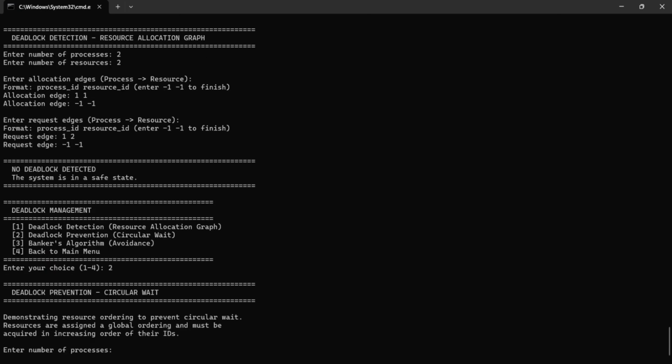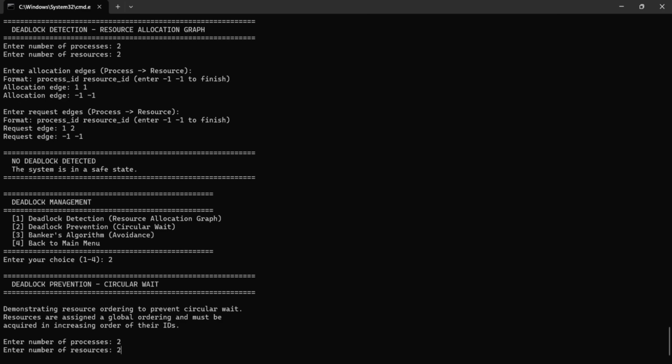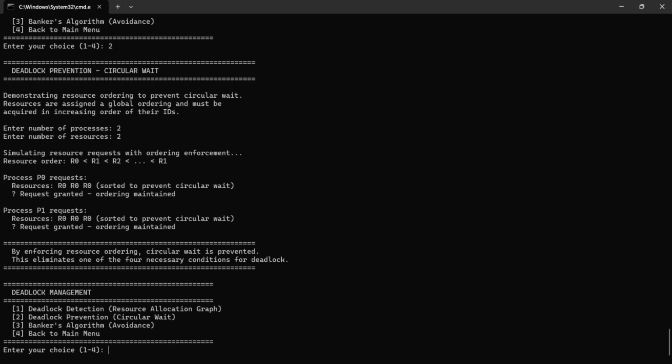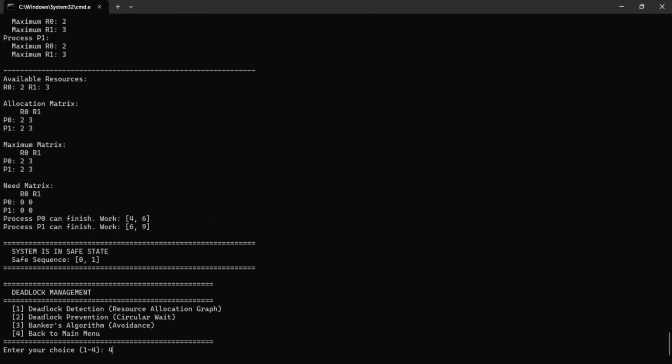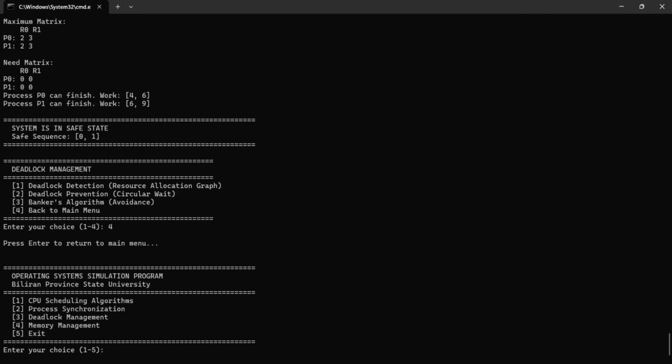The second demonstration focuses on circular wait prevention. By controlling the order in which resources are requested, the system prevents circular dependencies from forming. Finally, we implement the Banker's algorithm, a well-known deadlock avoidance technique. The algorithm evaluates resource requests and determines whether granting them will keep the system in a safe state. This simulation helps users understand how operating systems maintain resource availability while preventing deadlock situations.